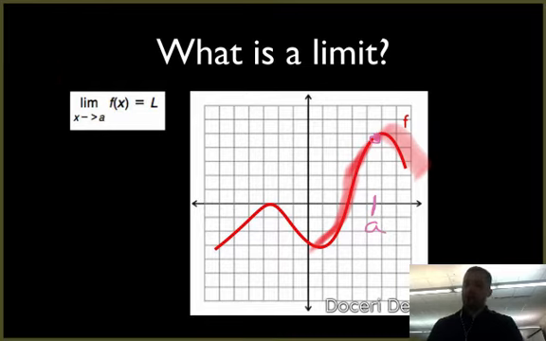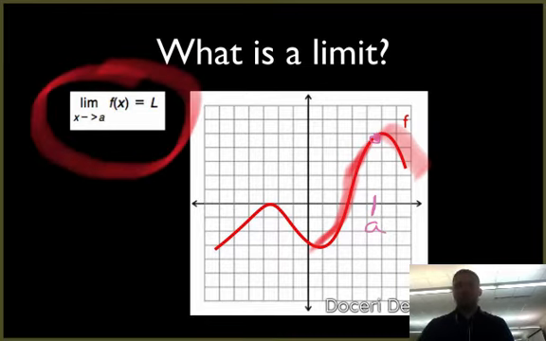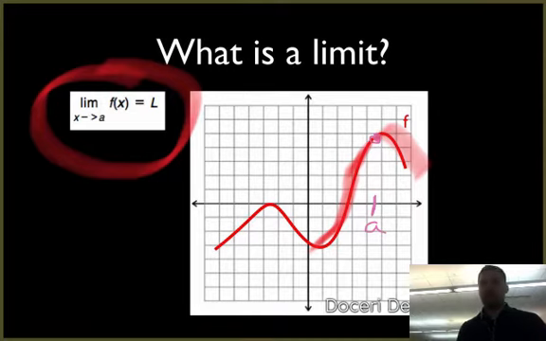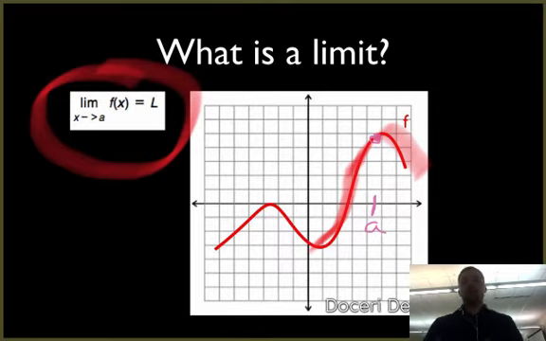Right? And so the way that this notation is read is the limit of the function as x approaches a equals L. And we'll look at a bunch of examples like this. But you want to remember that the limit of the function as x approaches a equals some value L, and that L is a y value or a function value.